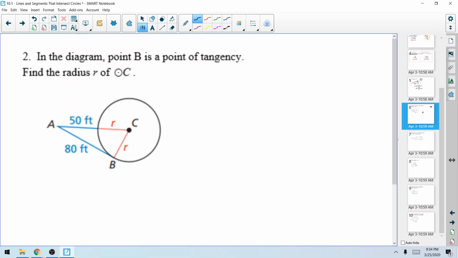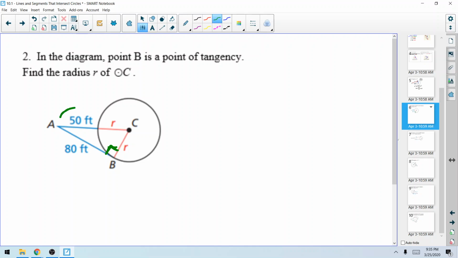Example 2. In the diagram, point B is a point of tangency. Find the radius r of circle C. Okay, so we know that we're working with a point of tangency, so we know that's a right angle. So if we're looking at the whole triangle, we know we're dealing with a right triangle. Now, we have to figure out what the radius is. We could do a whole bunch of guessing and checking, but if I know that that triangle is a right triangle, I'm just going to revert back to the Pythagorean theorem.